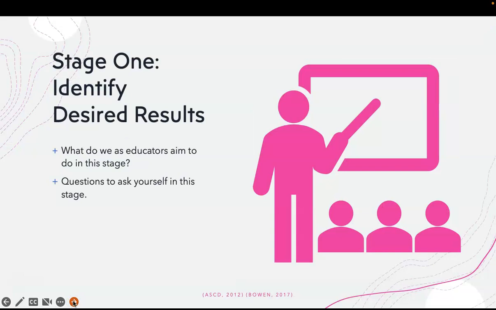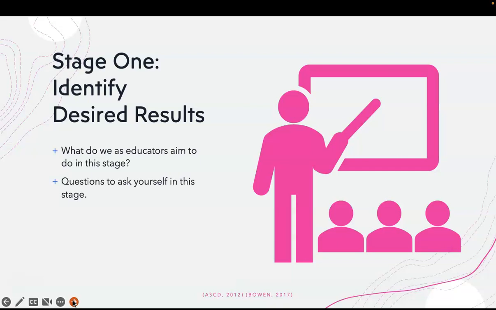Stage 1, identify desired results. In the first stage, the instructor must consider the learning goals of the lesson, unit, or course. In this stage, we really focus on what we want students to learn, and in the end, what they do with what they have learned.